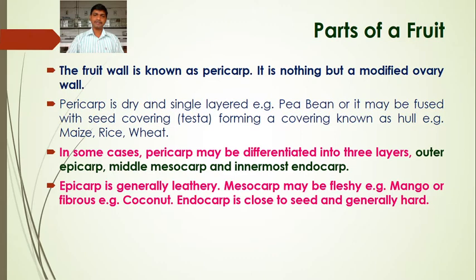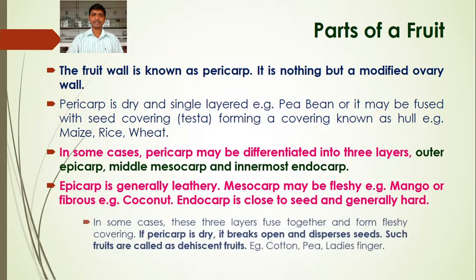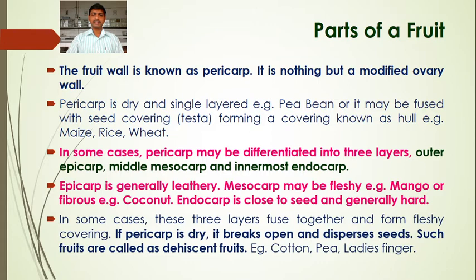Epicarp is generally leathery. Mesocarp may be fleshy, for example in mango, or in some plants it is fibrous, for example coconut. Endocarp is close to the seed and generally hard. In some cases, these three layers fuse together and form a fleshy covering.